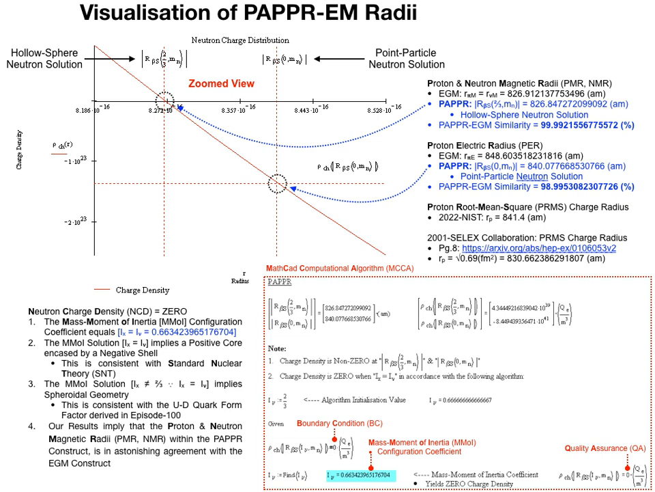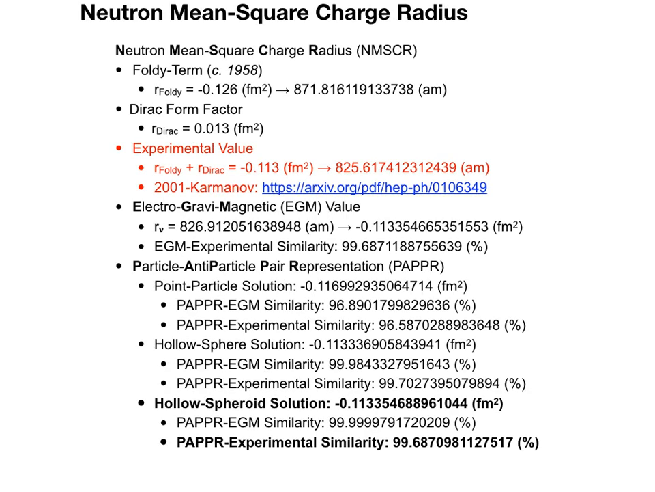Let's now look at how the size of the neutron according to the PAPPR construct fits in with standard nuclear theory and the traditional method of calculation and representation. An important metric in standard nuclear theory is neutron mean squared charge radius. This is the most common reference to the size of a neutron and is expressed as a negative squared quantity, that is, typically negative femtometers squared.